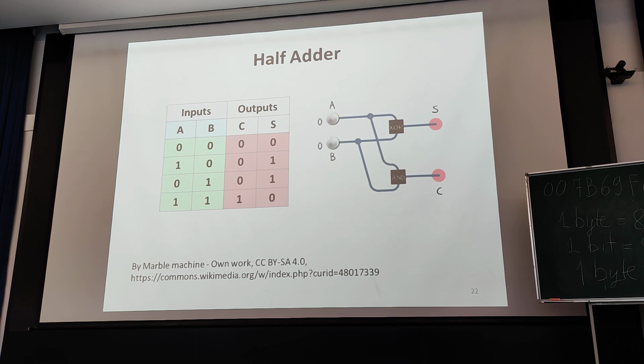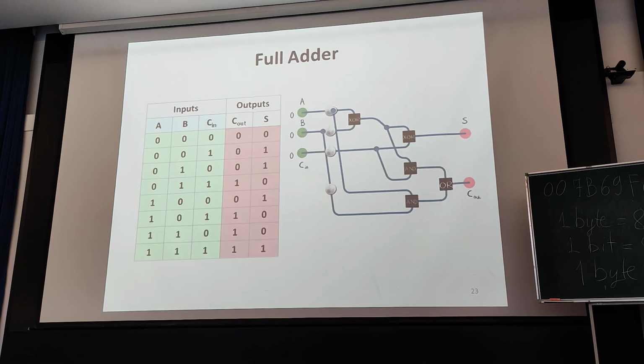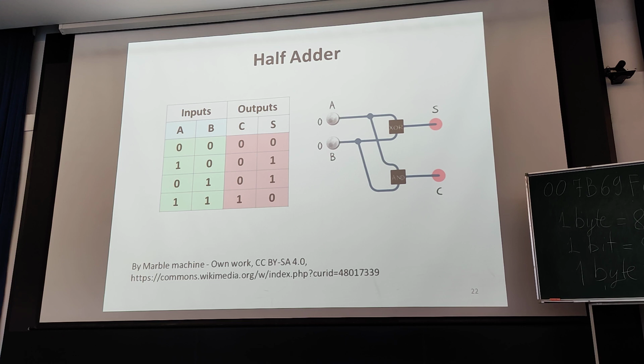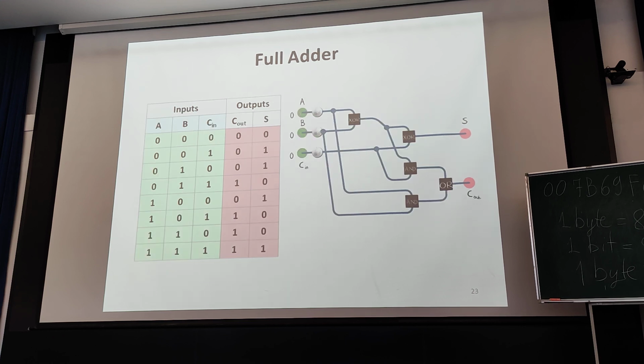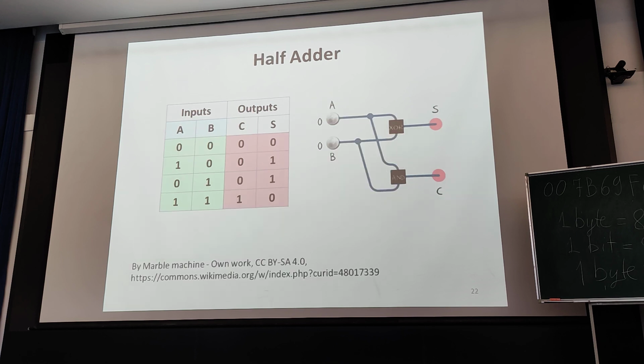And here, this is the half adder. It's called the half adder, and this is the full adder. In the full adder, we have three inputs. The half adder has two inputs, 0 and 1.